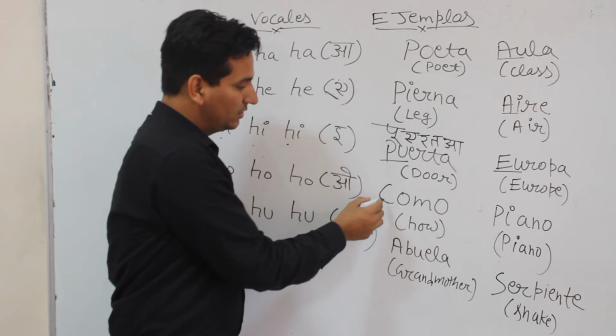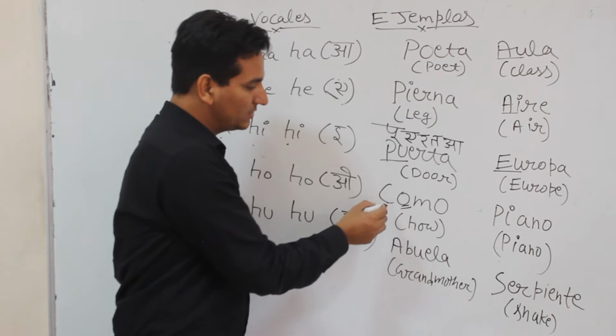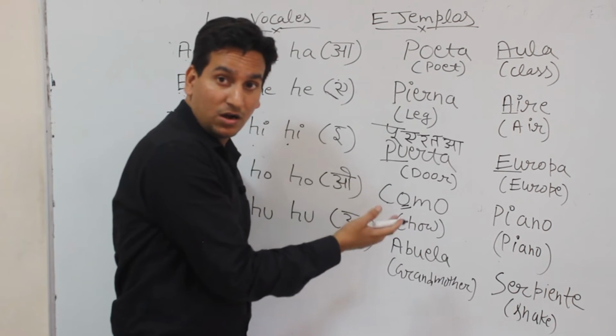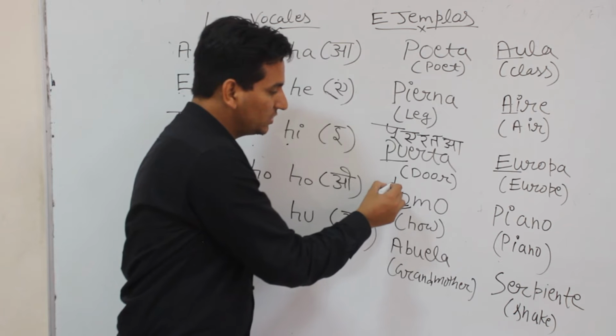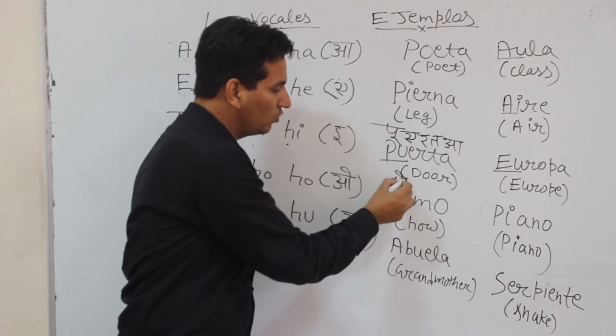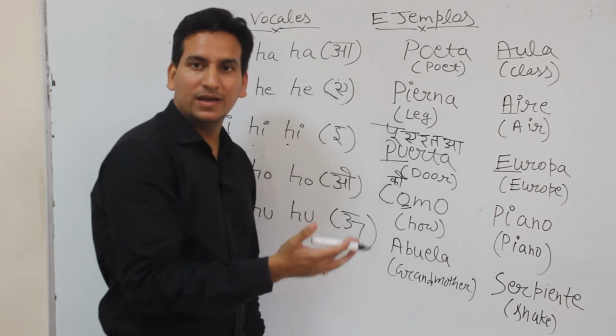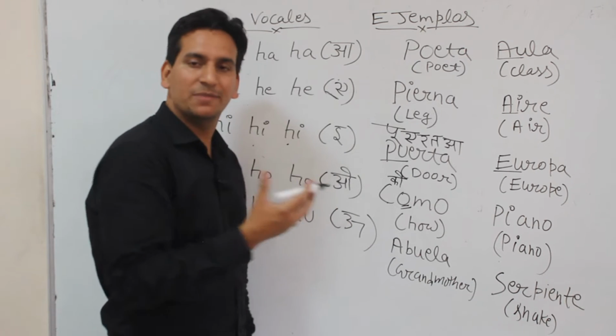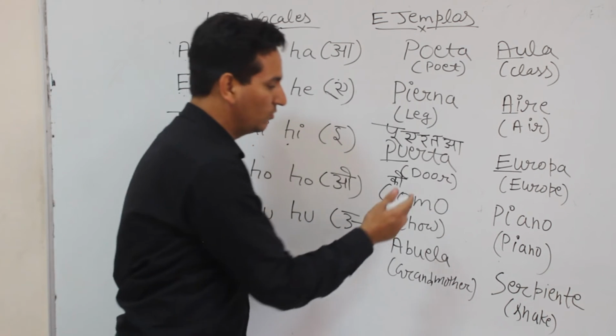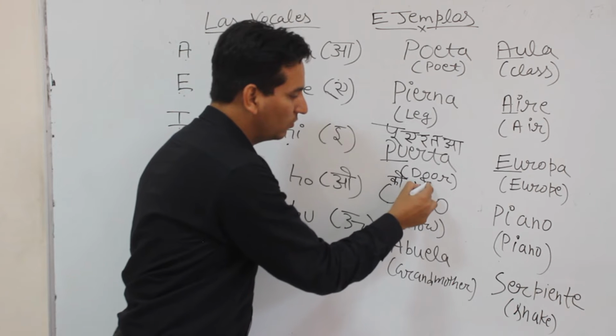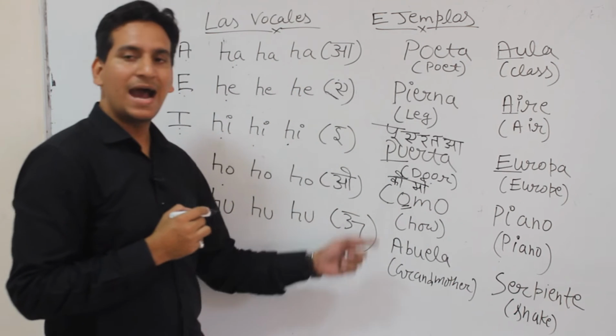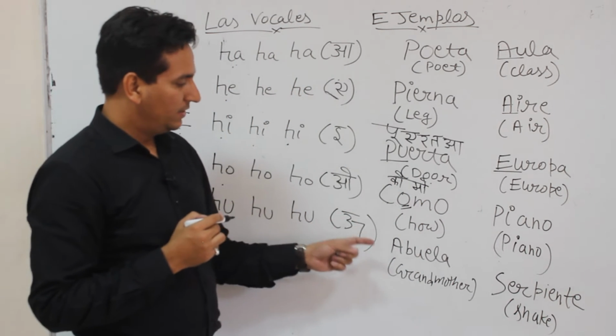The next is Como. O is O, C is K. So CO becomes ko, and MO becomes mo, and together it becomes como, which means how.